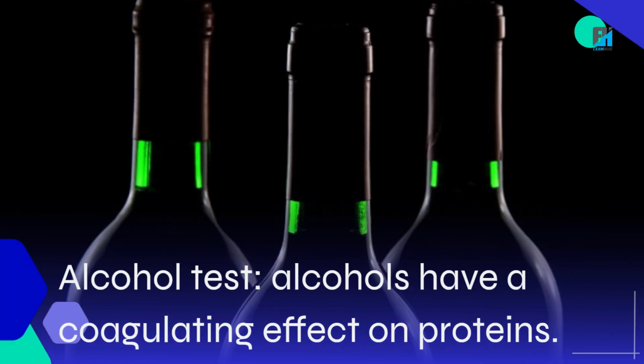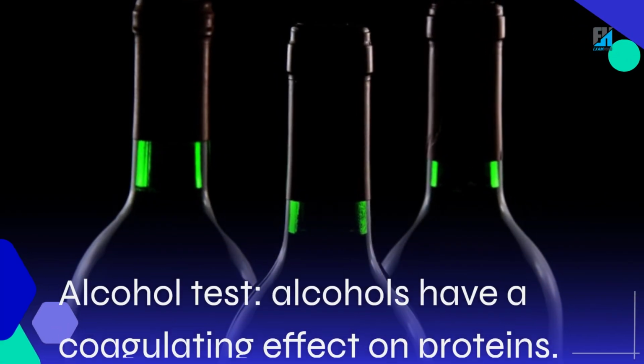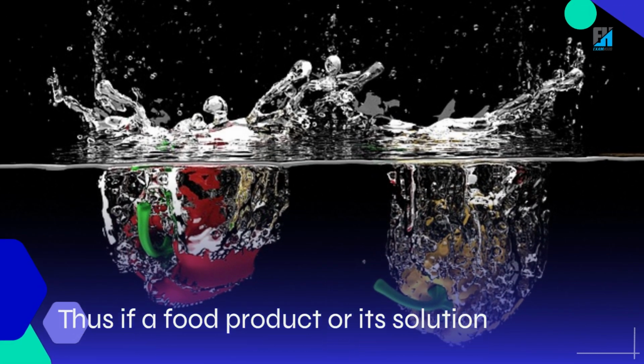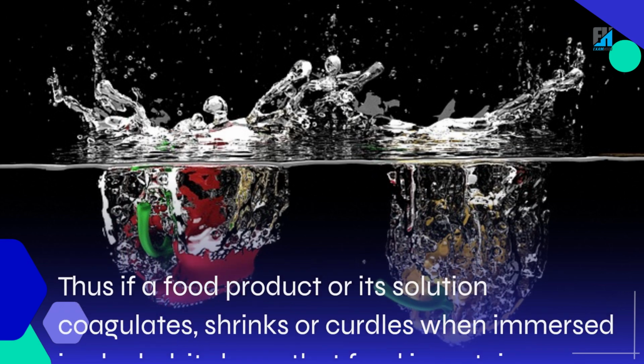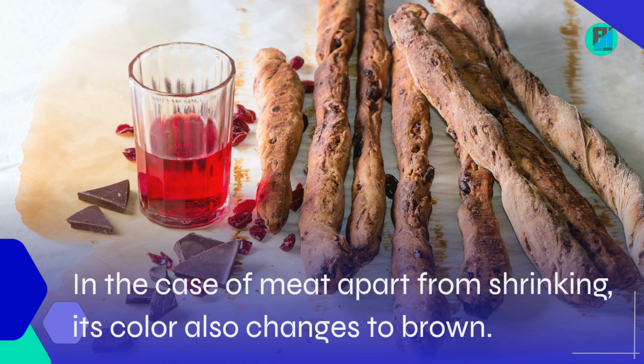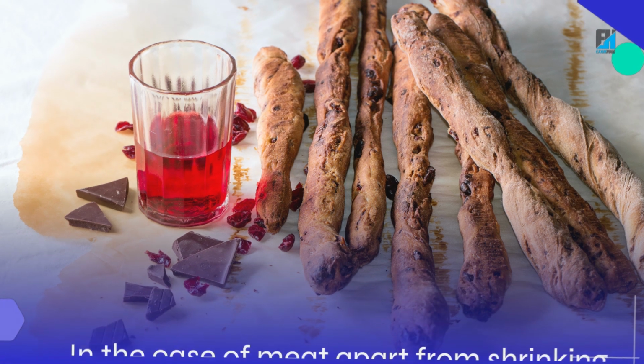Alcohol test: alcohols have a coagulating effect on proteins. Thus, if a food product or its solution coagulates, shrinks, or curdles when immersed in alcohol, it shows that food is proteinous. In the case of meat, apart from shrinking, its color also changes to brown.